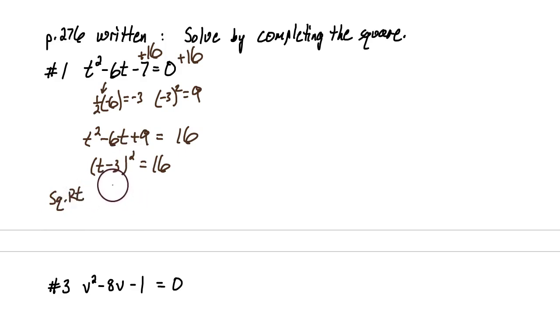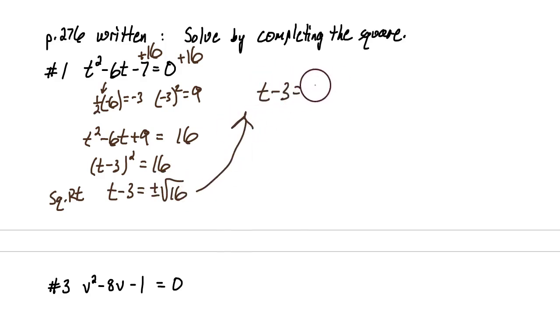On the left side, you get t minus 3. On the right side, we're going to do the positive and negative square root of 16. Let's continue up here. So we have t minus 3 equals positive and negative 4, because that's what the square root of 16 is. Now add 3 to both sides to get the letter t alone.